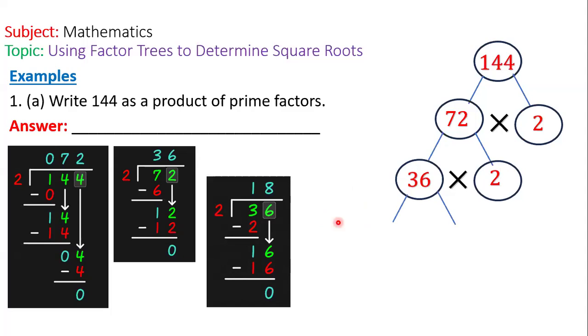Why? Because 2 goes into 3 how many times? Once. 2 times 1 is 2. And then 3 minus 2 is 1. We bring down the 6. 2 times 8 is 16. And 16 minus 16 is 0. And so we break 36 into 18 and 2.